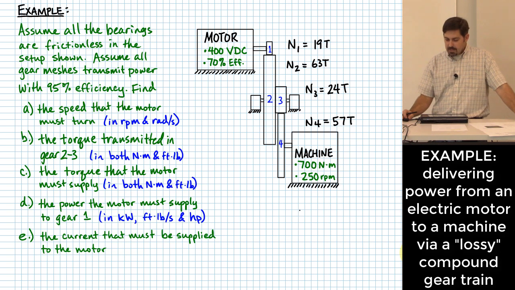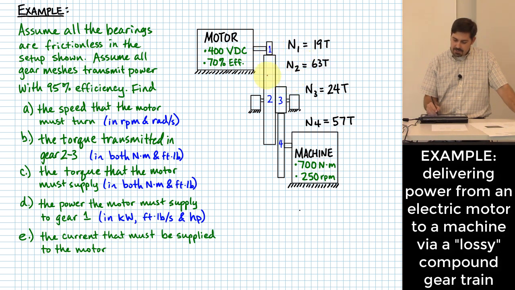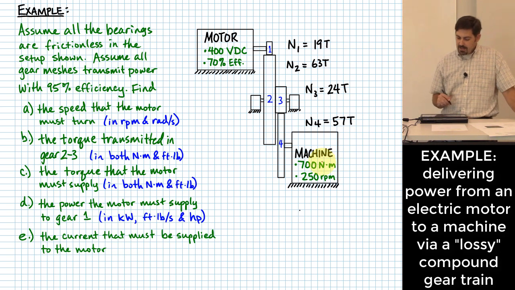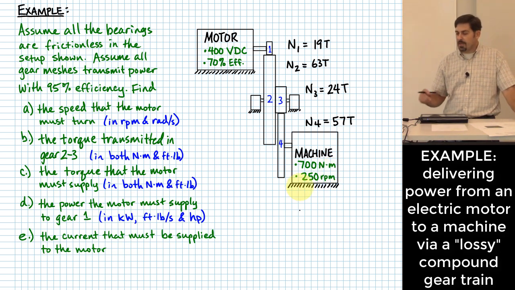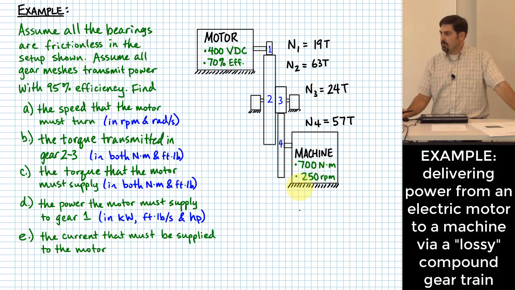Okay? It then drives through a 19-tooth gear up here at gear 1 into a 63-tooth gear on gear 2. That gear 2 is actually rigidly connected to gear 3. Gear 3 has 24 teeth. It mates with gear 4, which has 57 teeth, that drives this machine down here, and the machine requires 700 newton meters of torque and 250 RPM of speed. Right? That's how it's being driven down there at the end.